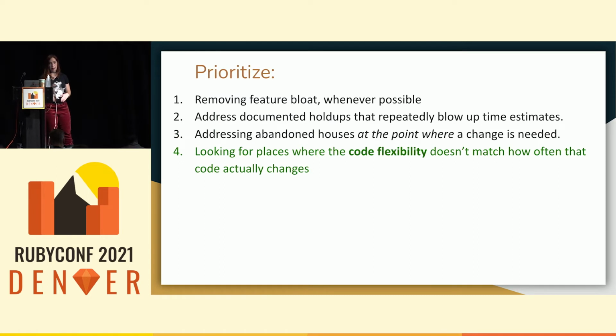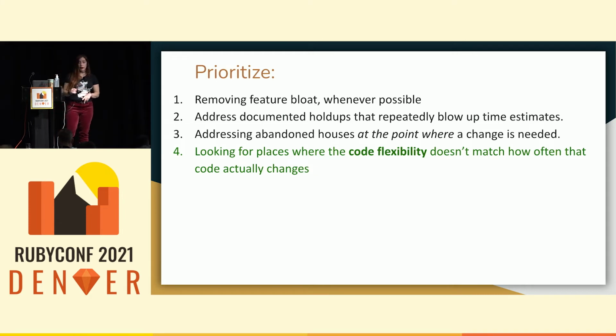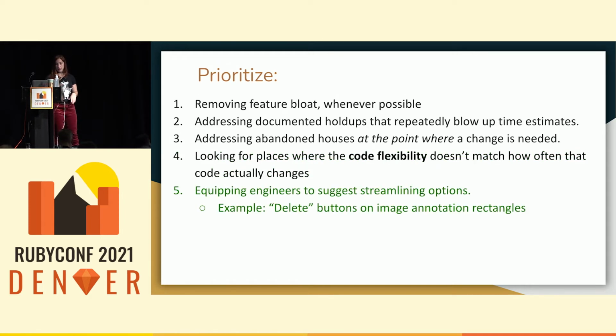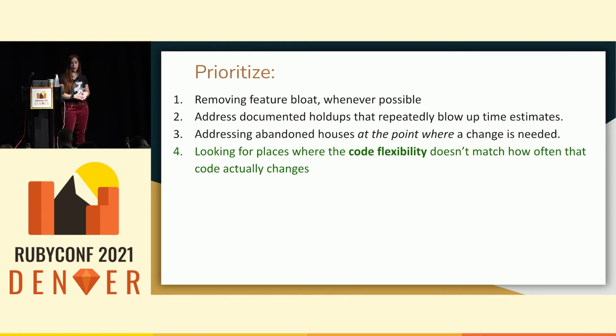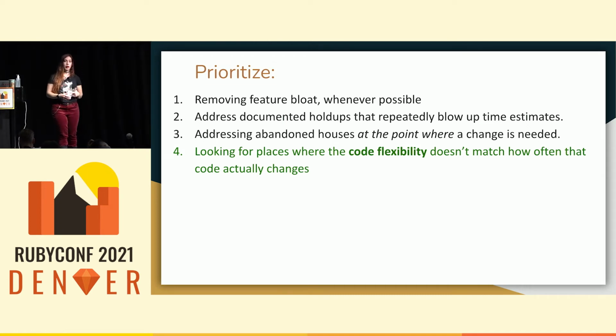So our next priority might be looking for places where code flexibility does not match how often that code actually changes. So we talked about an example of this, right? Where drying up your code makes that code harder to change in the event that we only want to change it in one of the places where it's used. It's not uncommon for developers to make inaccurate bets about the way that code is going to change in the future, right? And that's just part of the job.